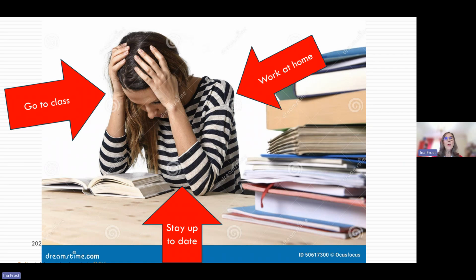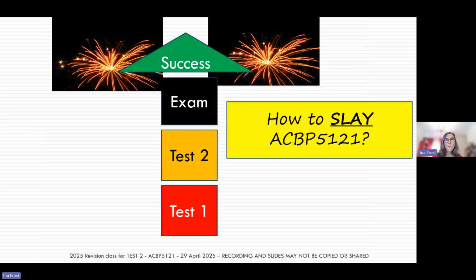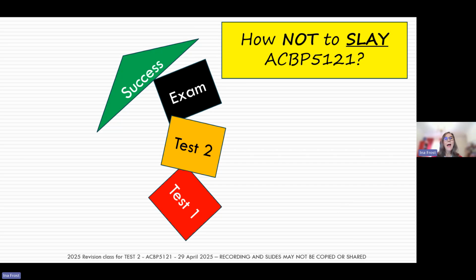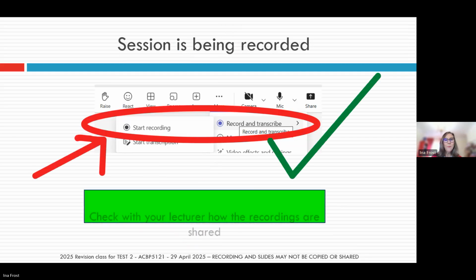Then just a quick disclaimer. Remember, these sessions are purely for revision purposes only. They are not going to take away from the importance of going to class and making sure you're also working at home. Remember how to slay ACBP5121: it's a series of building blocks. You must make sure you've got a good foundation so that you can have ultimate success this semester. Otherwise, if you're not sitting with a good foundation in test 1 and test 2, it's going to become difficult for you to be really successful this semester.